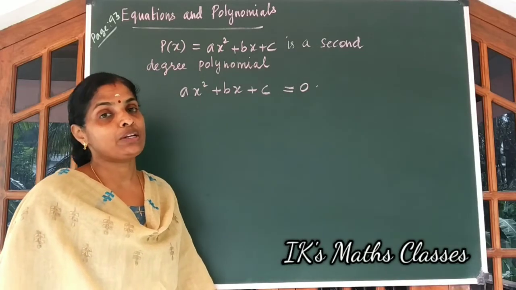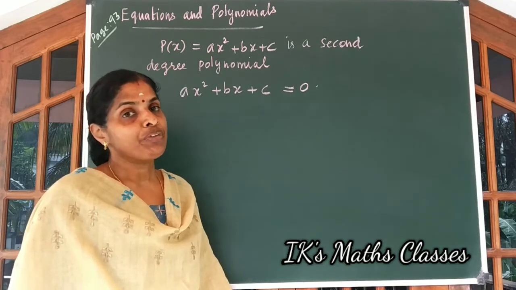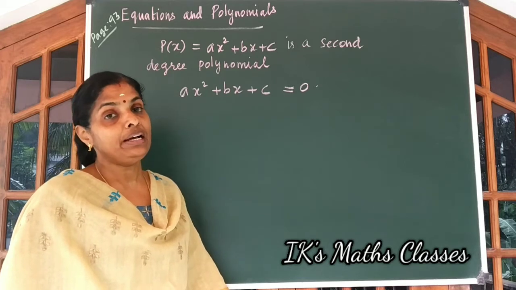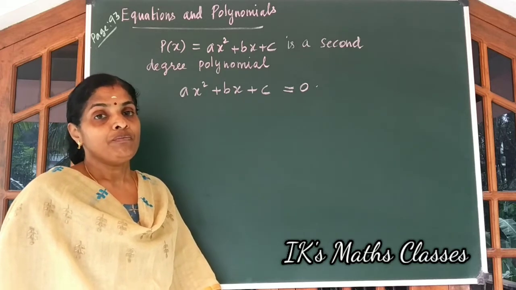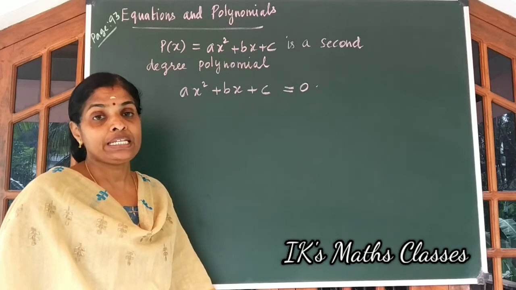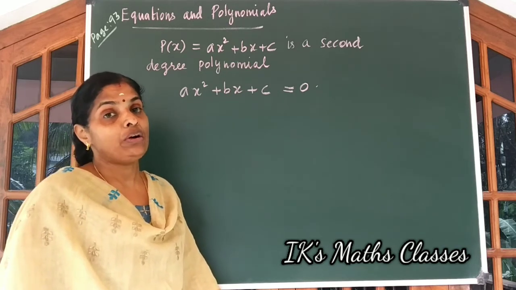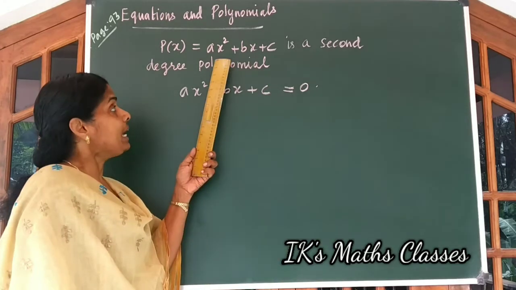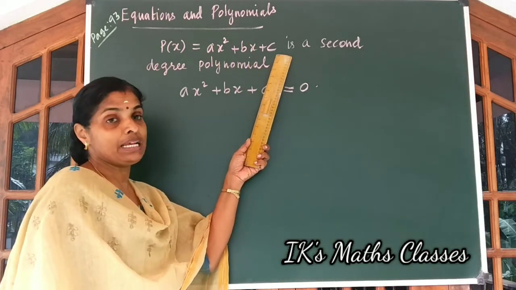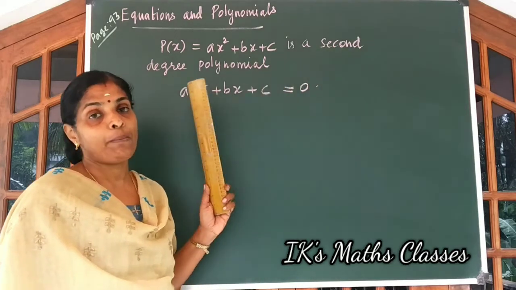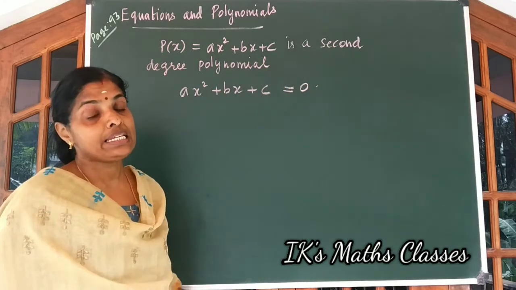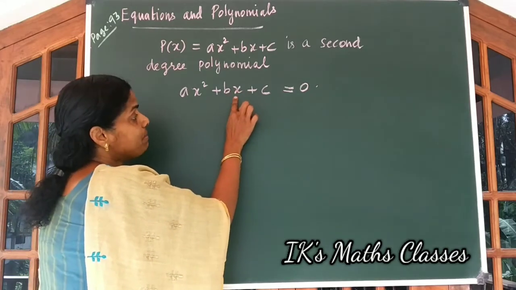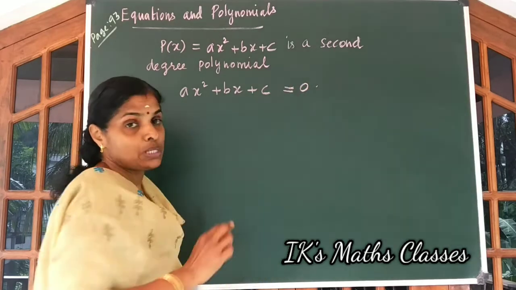Welcome to the seventh part of second degree equations. We are going to derive a formula to solve a second degree equation. We have studied first degree polynomials and also second degree polynomials in 9th standard. We know ax square plus bx plus c is a second degree polynomial. Now we can write a second degree equation as ax square plus bx plus c is equal to 0.